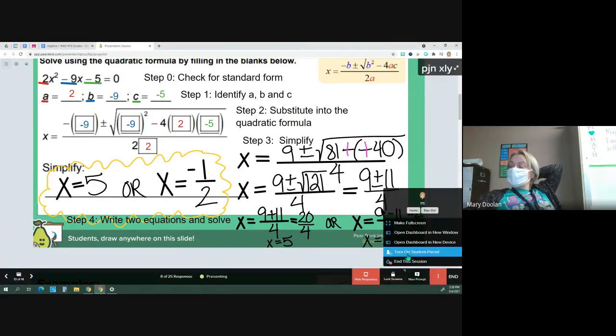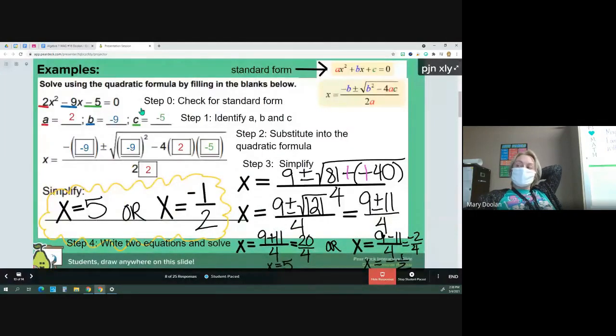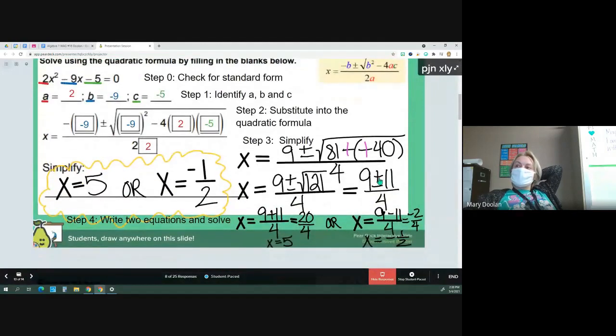Now, I'm going to put you on student pace, and when you're ready, you're going to go to the next slide. It's another problem just like this one, and you're going to go through the steps. It will be in standard form, so you don't even have to check for that. You're going to identify what numbers represent A, B, and C. You're going to substitute them into the quadratic formula. You're going to simplify the right-hand side of this equation, what x equals, and then break it into two equations and solve each one to get the two answers.